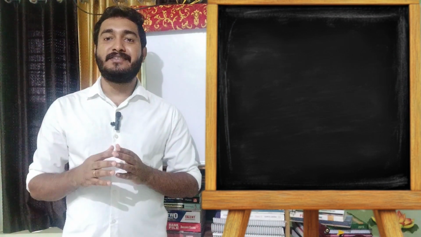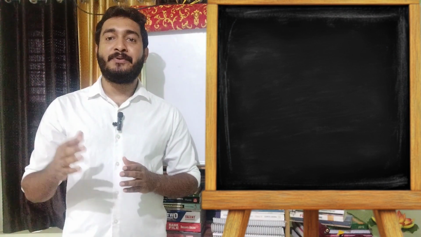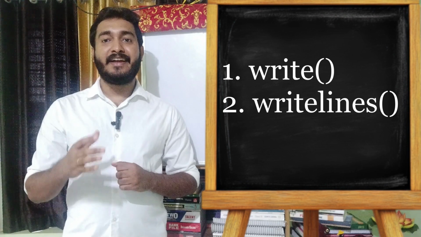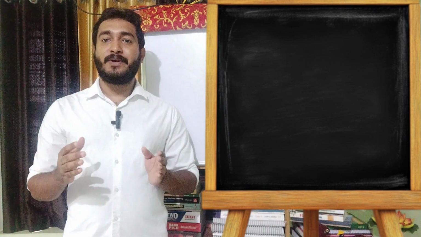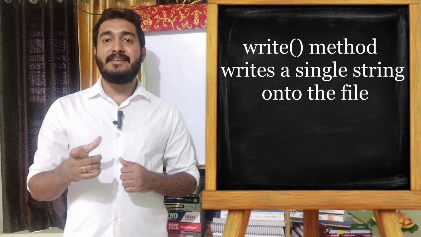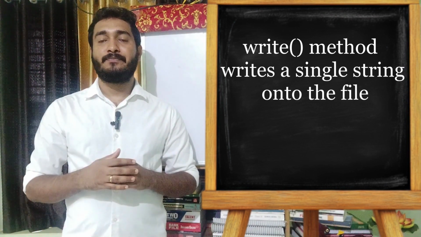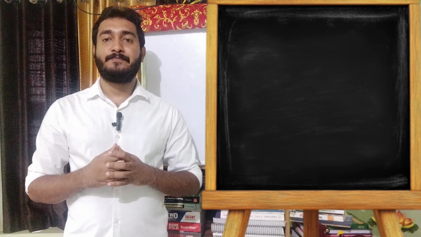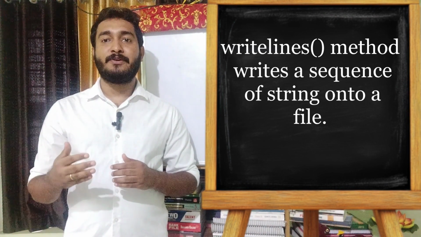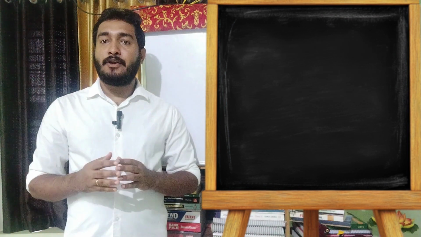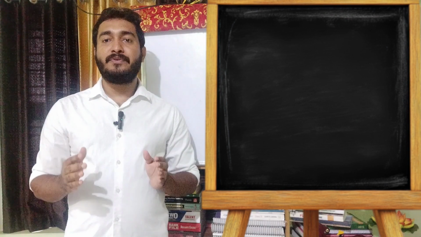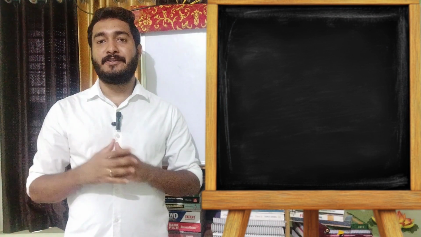We have two methods to write content onto the file. They are the write method and the writelines method. What is the write method? The write method will write a single string onto the file. What about the writelines method? The writelines method will write a sequence of strings onto the file. Now we will discuss these two methods in detail. First we will discuss the write method.